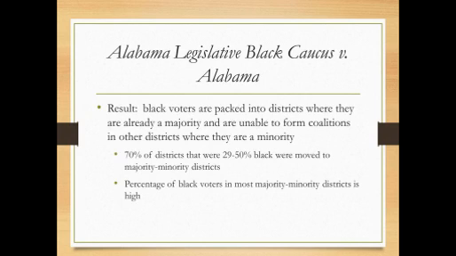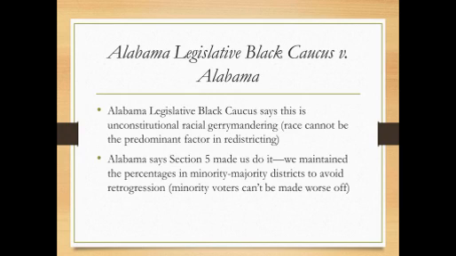Okay, next slide. So the Alabama Legislative Black Caucus said this is unconstitutional racial gerrymandering, which basically means, or basically what they were arguing is that race cannot be used as a predominant factor in redistricting, and that's what happened here. The legislature set essentially a quota, according to the Black Legislative Caucus, and said that's the percent of black voters we want in each district.